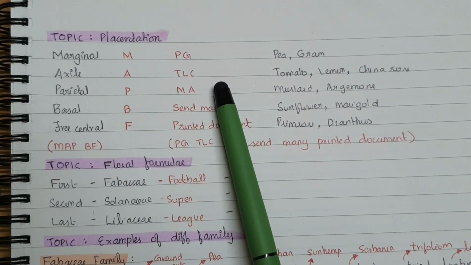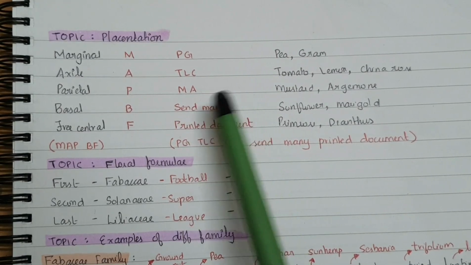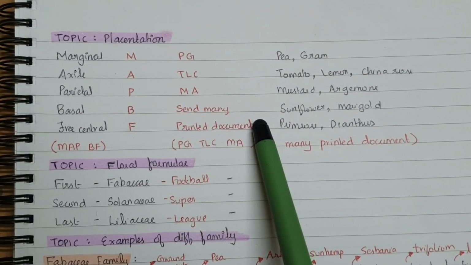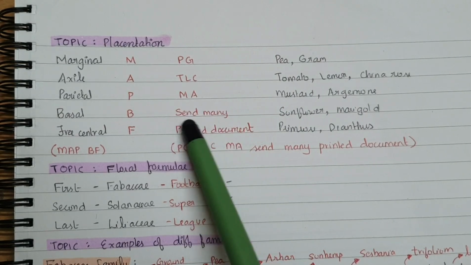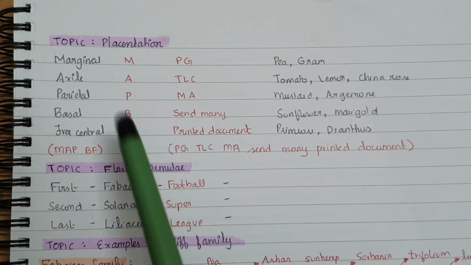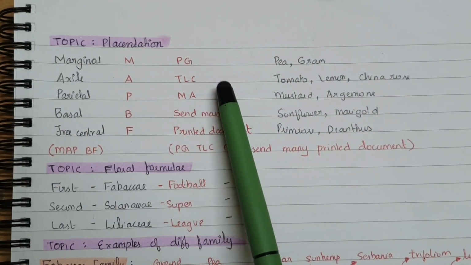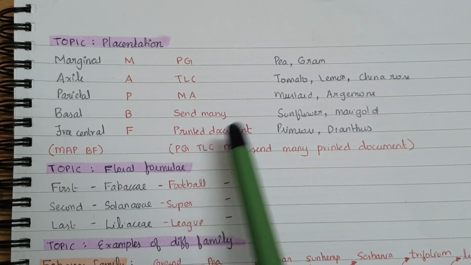TLC is a channel, right? So PG TLC MA send many printed document. So MAP-BF, PG TLC MA send many printed document.